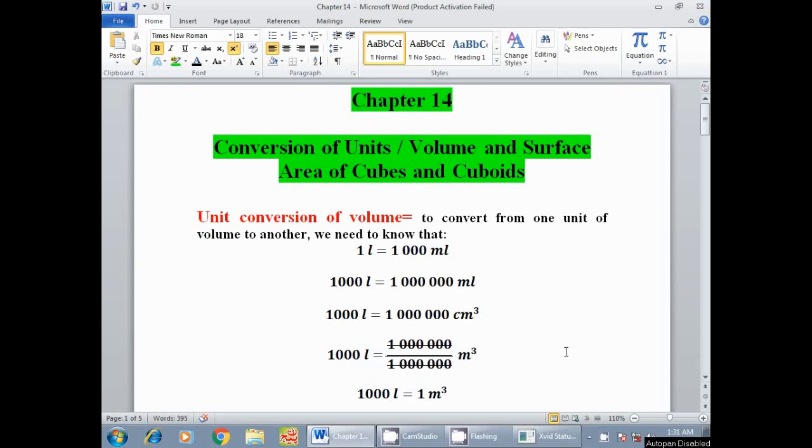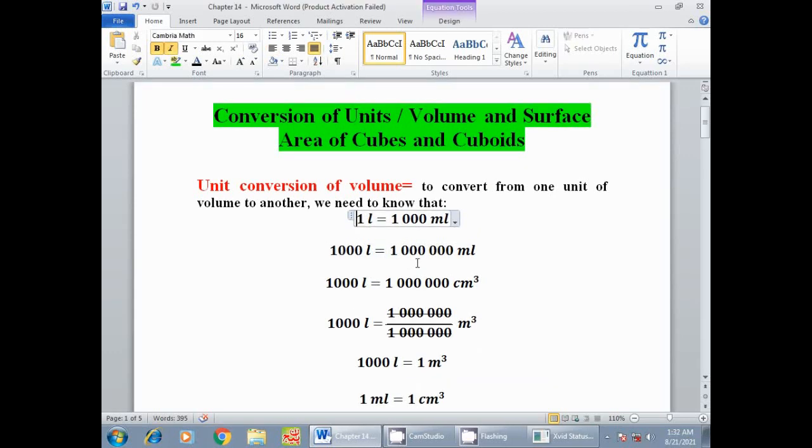Chapter number 14, Conversion of Units, Volume and Surface Area of Cubes and Cuboids. Units conversion of volume. To convert from one unit of volume to another, we need to know that 1 liter equals 1000 milliliters.